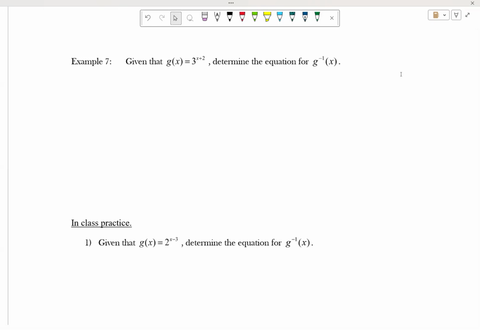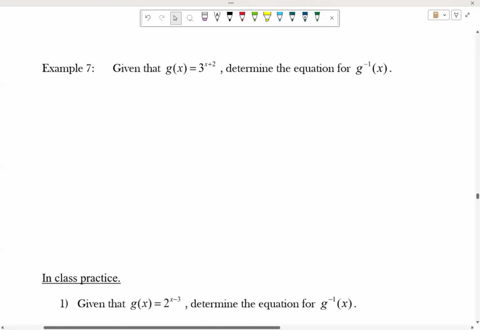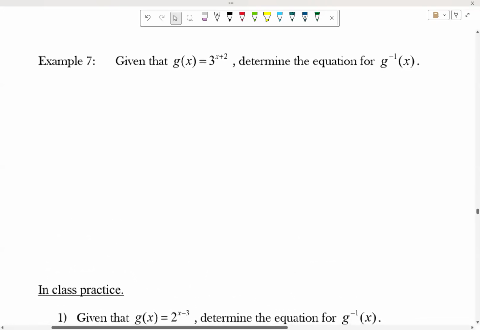Okay. Are we good? Okay, of course. Here we know what 3 to the x looks like, but the +2 will take that graph and move it 2 to the left. Okay, so when we find the inverse of that, Ethan, how'd you do it?